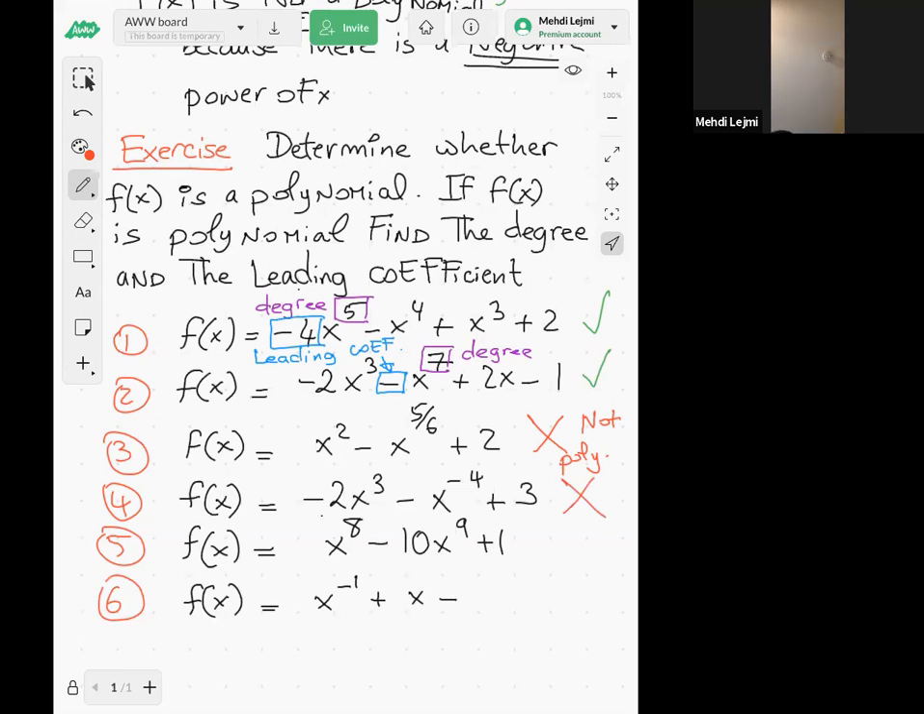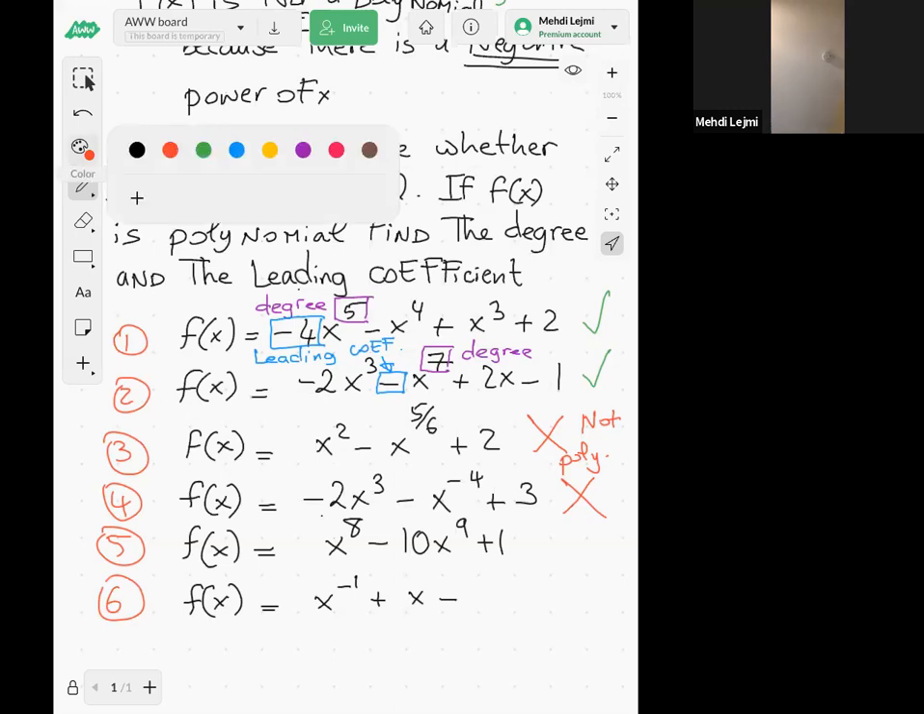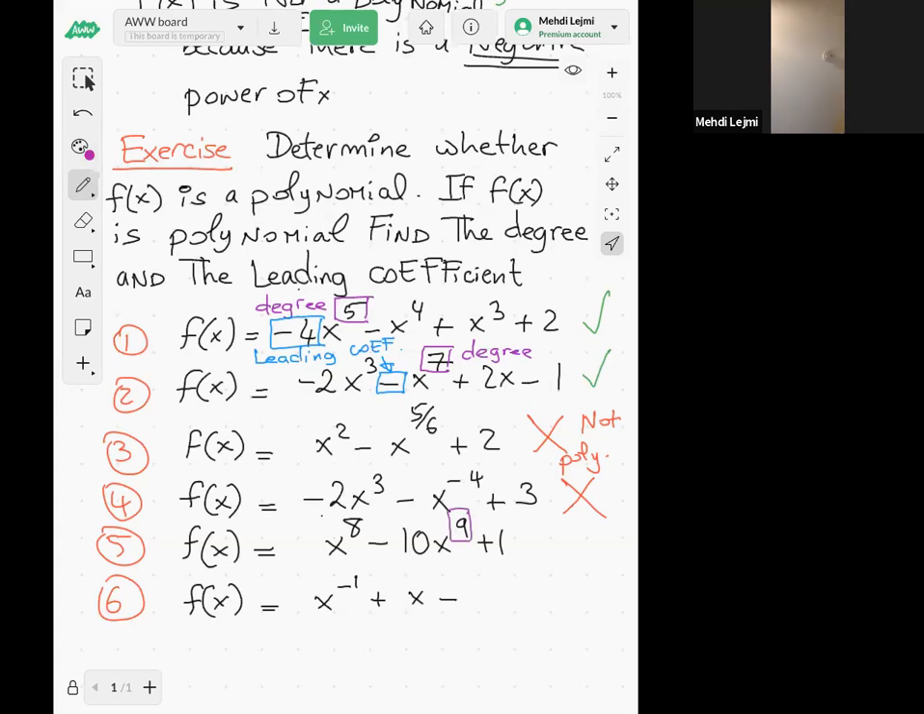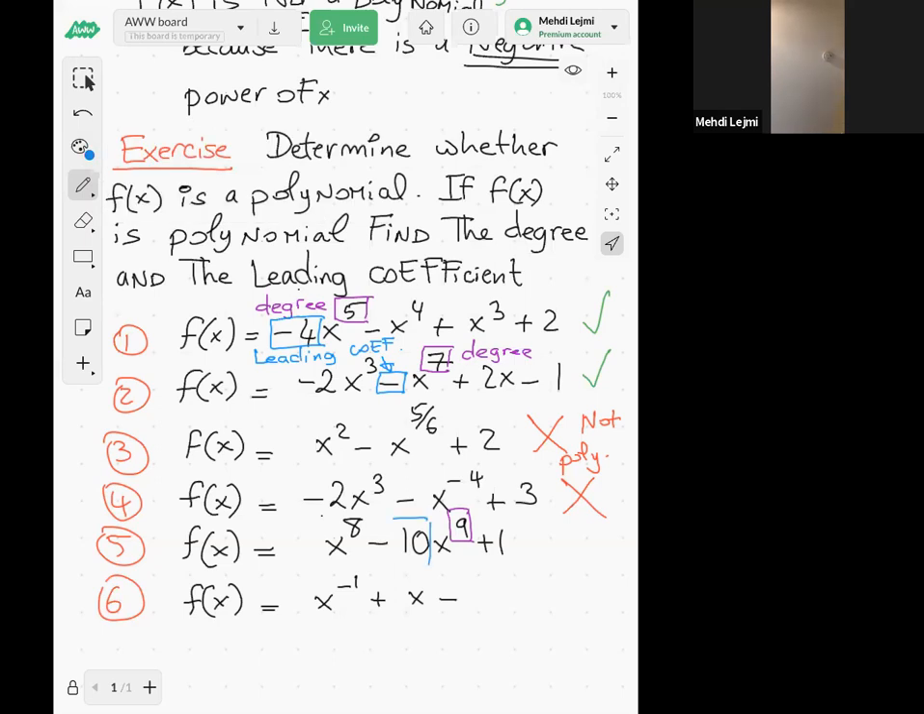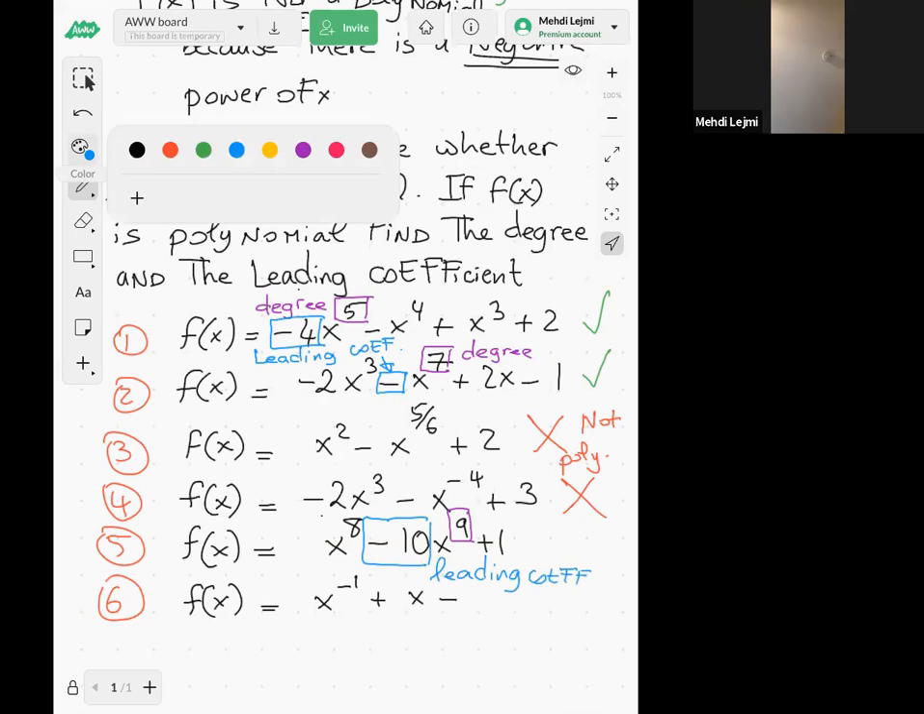Okay. Next, we have x power 8 minus 10 x power 9 plus 1. All the powers of x are positive whole numbers, that's good. Now, what will be the degree? Again, here the degree is not necessarily the first power of x. The degree is the highest. Yeah, Crystal, absolutely. So it would be 9 here. So the degree is actually 9, and of course the -10 would be the leading coefficient. So this -10 here is my leading coefficient. Again, this f of x is a polynomial.